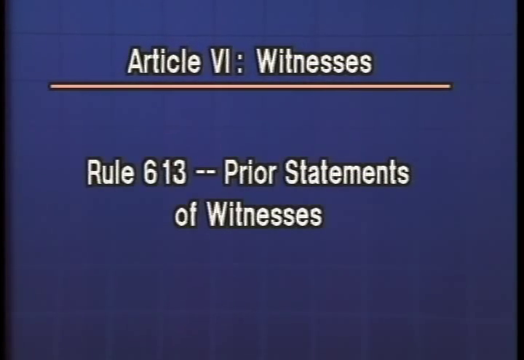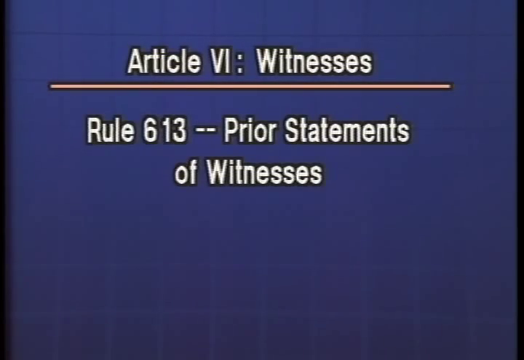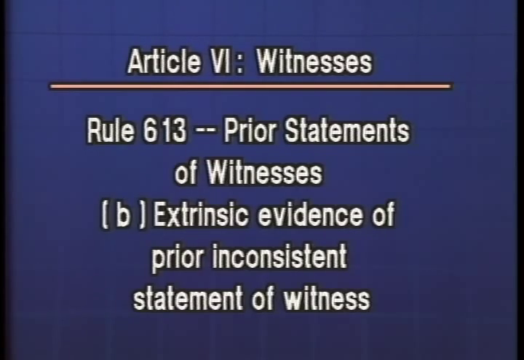All right, Rule 613 establishes the procedure for examining a witness with regard to a prior statement. And under 613, a lawyer can do this without showing the statement to the witness, but he is required to show that statement to opposing counsel. Rule 613B is only fair play. It simply says that you cannot introduce extrinsic evidence of a prior inconsistent statement unless the witness will have an opportunity to explain it or deny it.